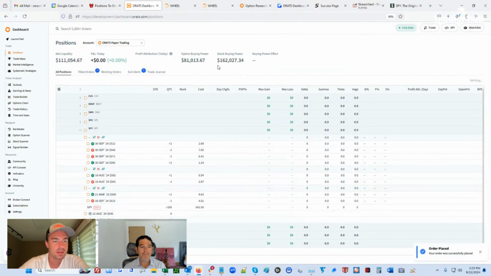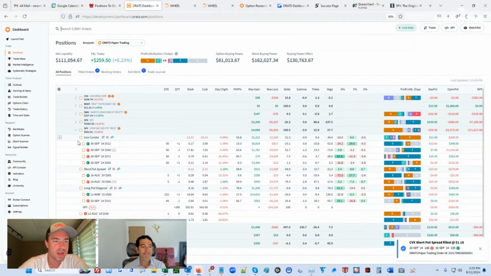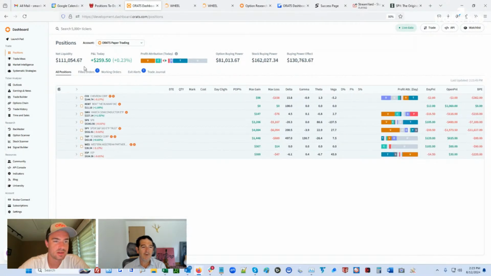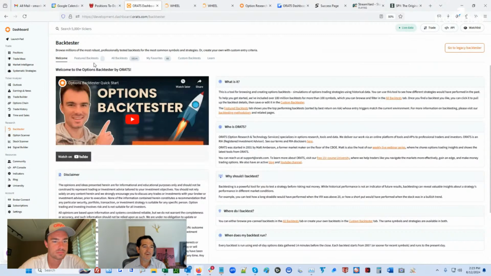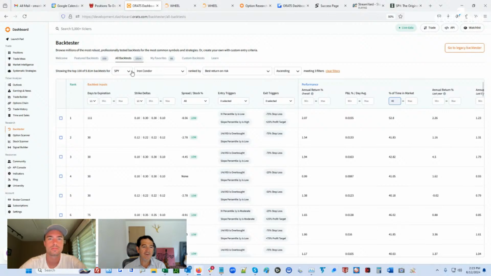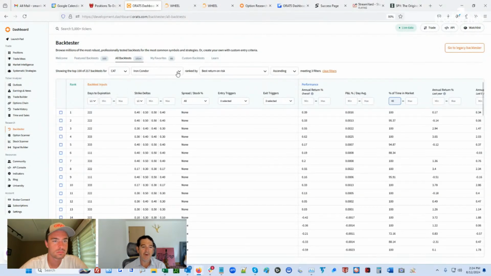So any exit alerts on this? Any insights from backtesting short put spreads on Chevron or similar stocks? Yeah, so I don't know that Chevron's in here, but let's look at some backtests, similar stocks. So CVX, I don't think we'll see that. We're only going to have the top 100 in here. But let's do like Caterpillar short put spreads.